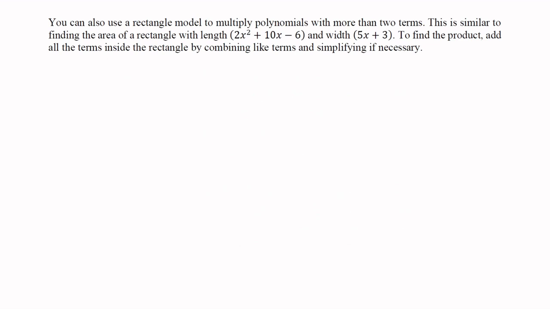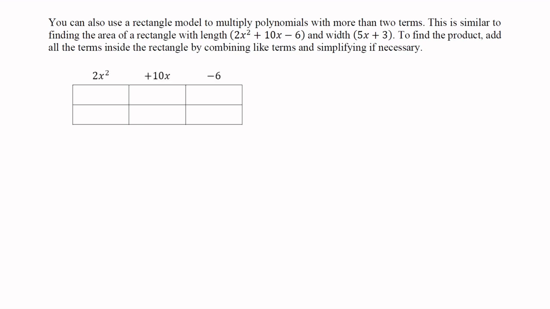You can also use a rectangle model to multiply polynomials with more than 2 terms. This is similar to finding the area of a rectangle with length of the trinomial and width of a binomial. To find the product, add all the terms inside the rectangle by combining like terms and simplifying if necessary. So I have a rectangle divided up as 3 across for the trinomial and 2 down for the binomial. Now you're going to multiply whatever is above your rectangle and whatever is to the side of your rectangle in each of these 6 rectangles.